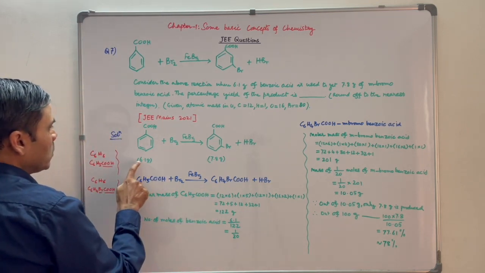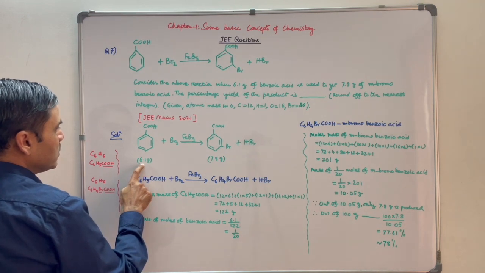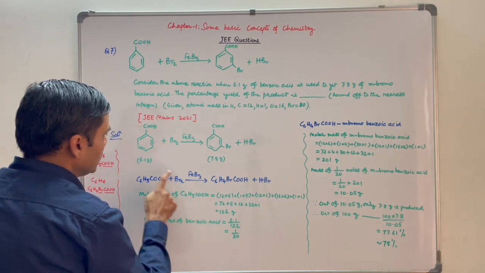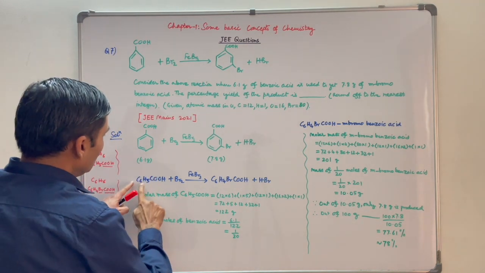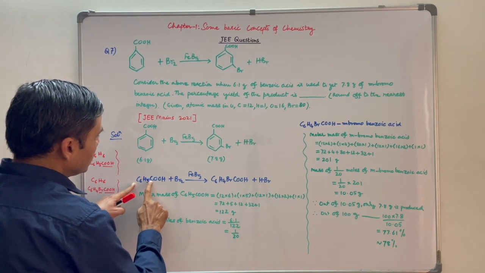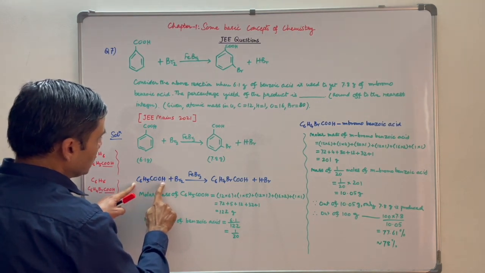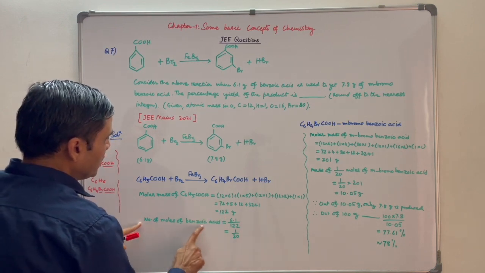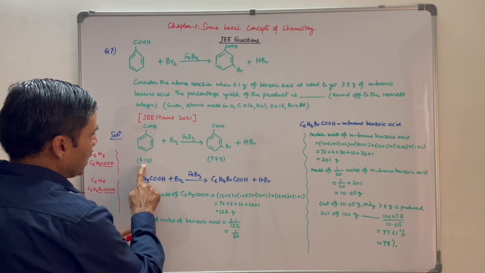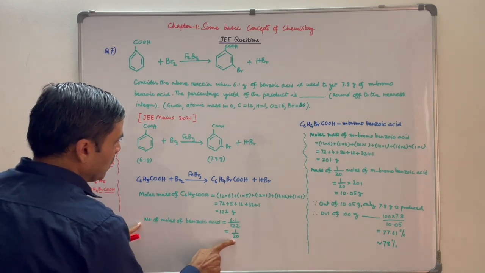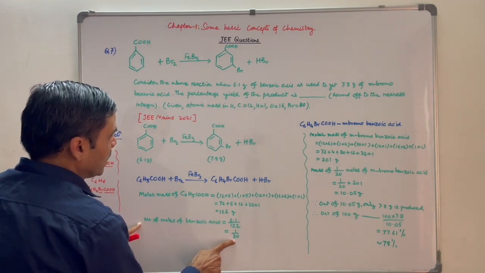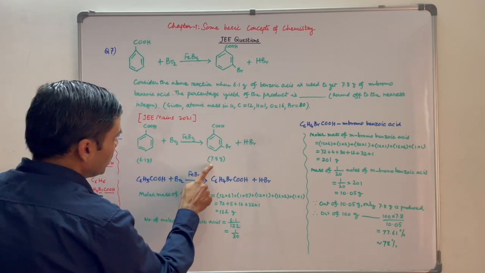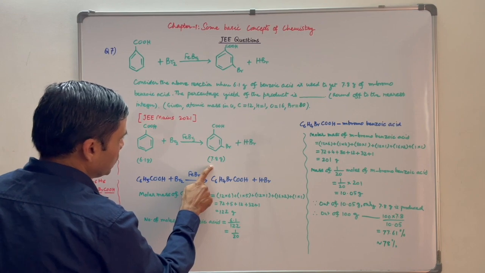So first we will figure out how many moles are there in 6.1 gram of benzoic acid. So molar mass of C6H5COOH will be 12 into 6 plus 1 into 5 plus 12 into 1 plus 16 into 2 plus 1 into 1. That will be 122 gram. So number of moles of benzoic acid will be 6.1 upon 122. That will be 0.05 moles. So 0.05 moles should produce 0.05 moles of M-bromo-benzoic acid.